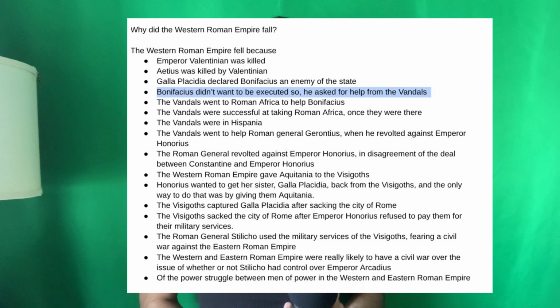The Western Roman Empire fell because Bonifacius didn't want to get executed and he asked for help from the Vandals. I think that this is again one of those things that is pretty obvious. If Bonifacius didn't have any help, then probably Galla Placidia would have gotten away with his execution. But for the better or for the worse, in the case of people who like the Western Roman Empire, for the worse, Bonifacius asked for help from the Vandals, and the Vandals were really willing to help him.